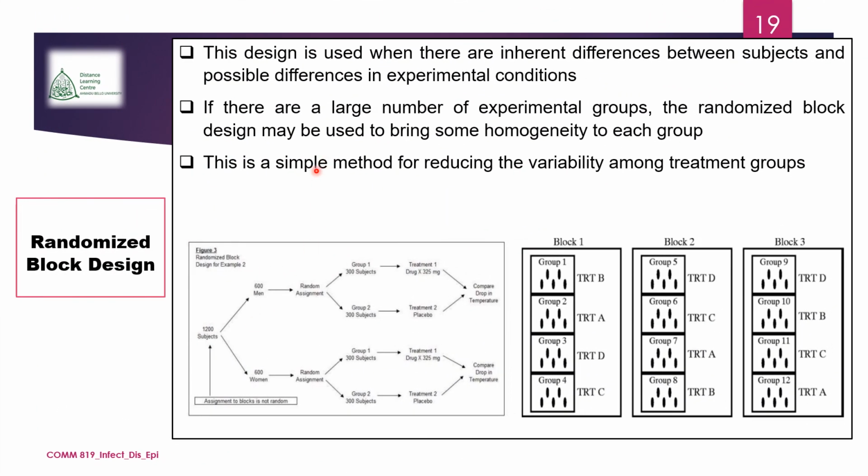All right, and the more complex form of the CRA is the randomized block design. We say here this design is used when there are inherent differences between subjects and possible differences in experimental conditions. If there are a large number of experimental groups, the randomized block design may be used to bring some homogeneity to each group.